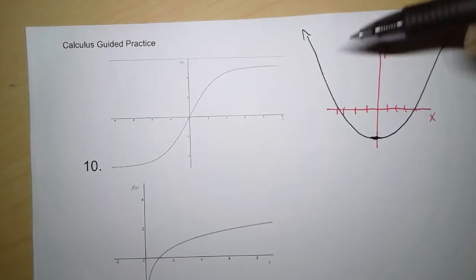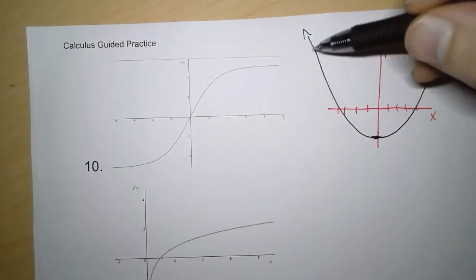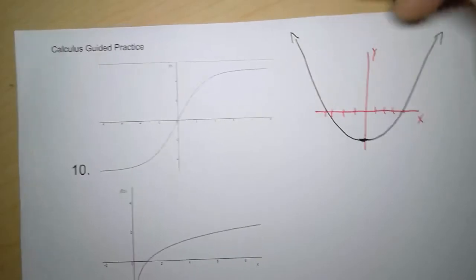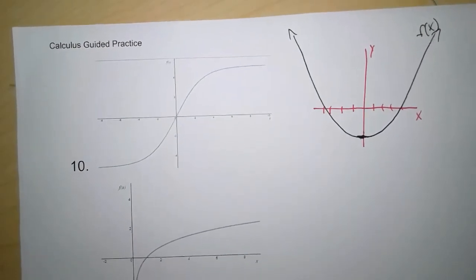So it's not quite a parabola, because a parabola would keep curving upwards and inwards, whereas this one, the further out you go, the more and more linear it becomes. And parabolas don't do that. They curve forever.